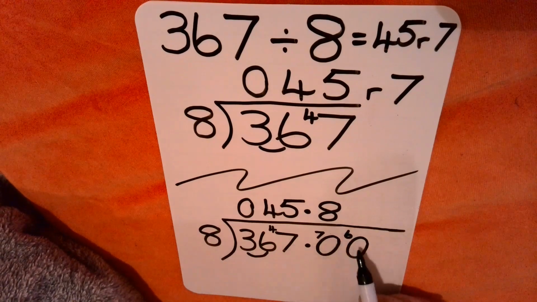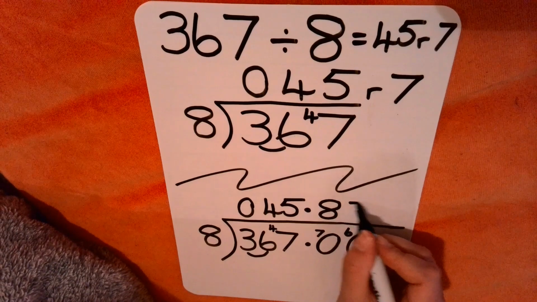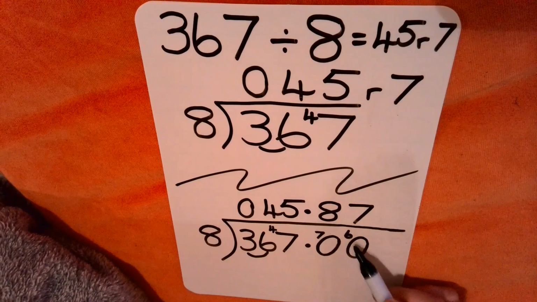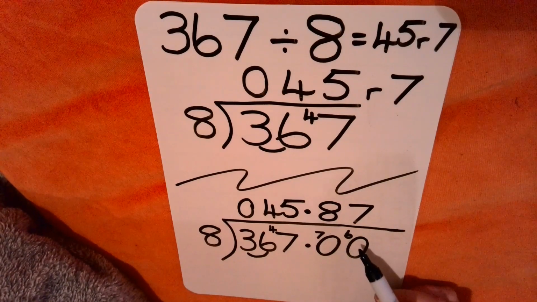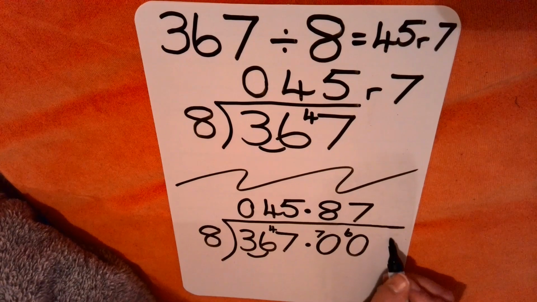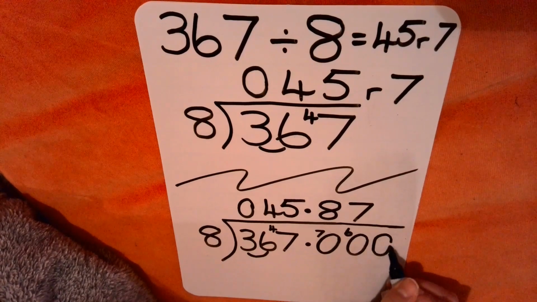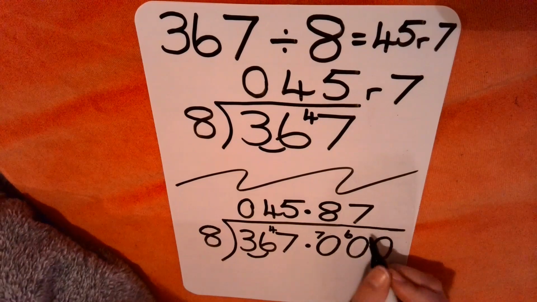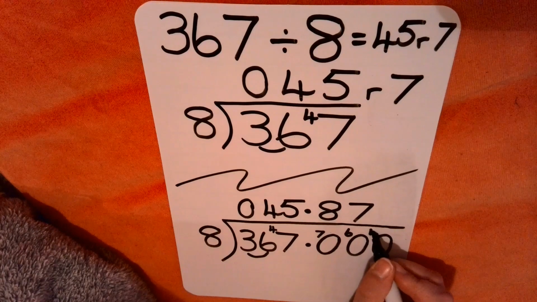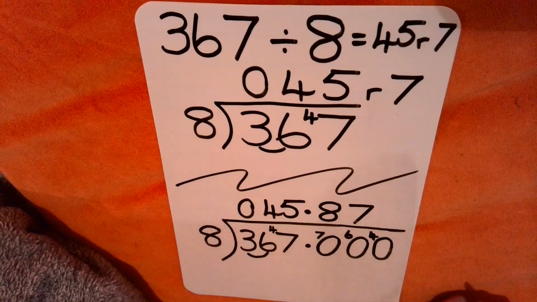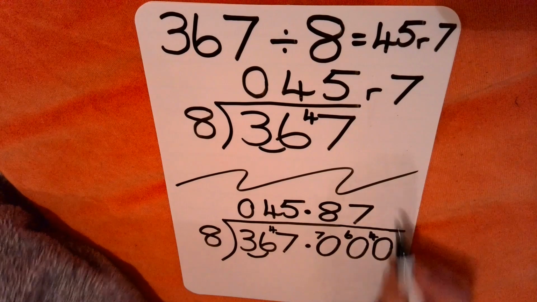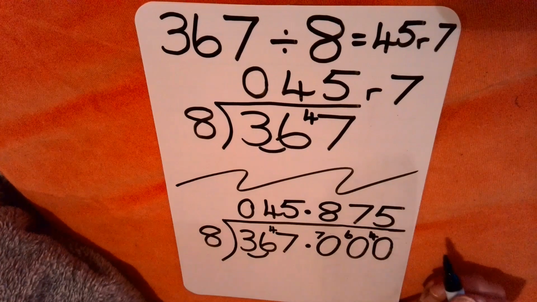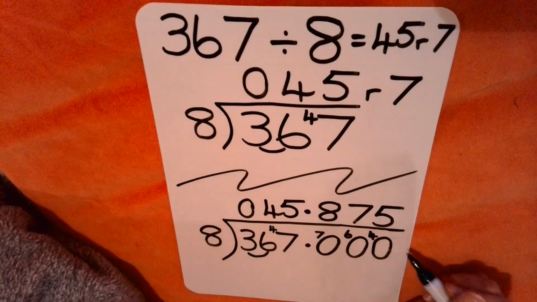8 into 60 goes 7 times. 7 times 8 is 56. 56 up to 60, I have 4 remaining. Know what's coming. Another placeholder. 4 hundredths, which is what I had remaining, is the same as 40 thousandths. 8 into 40 goes 5 times exactly. I have no remainders.